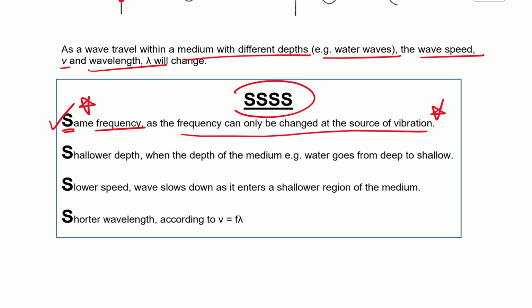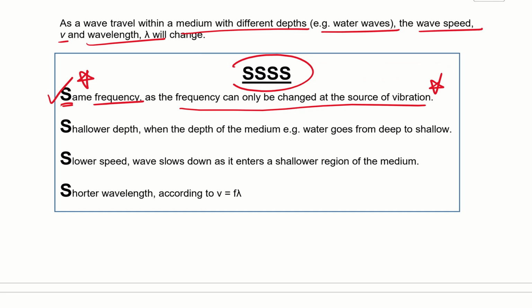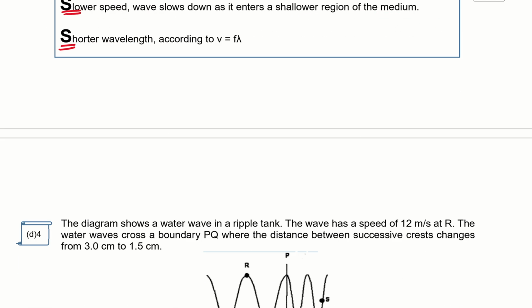Imagine we're using a water wave. If the depth goes from deeper to shallower, I highlight this S: shallower. What happens? The wave will become slower. The wave becomes slower. The wavelength will be shorter. So this is my SSSS. Hope this will help. Let's see how we can apply.